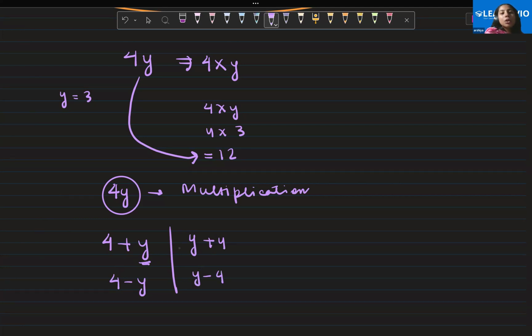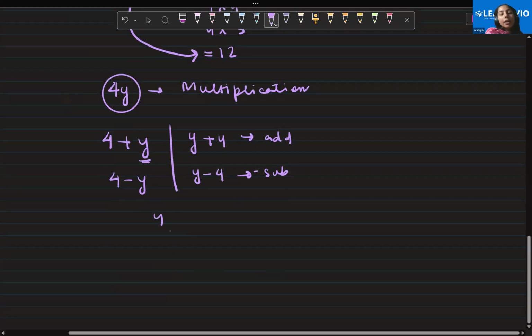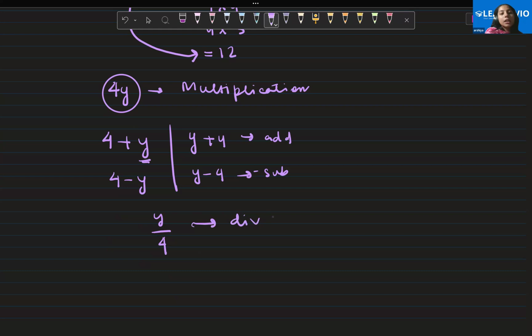Okay, so this is for addition. This is for subtraction. Similarly, for division, it will be y upon 4. This is division. I was just telling you how it looks when it's in multiplication.